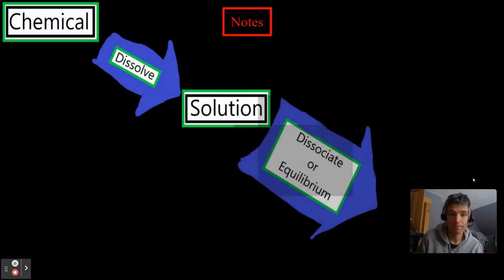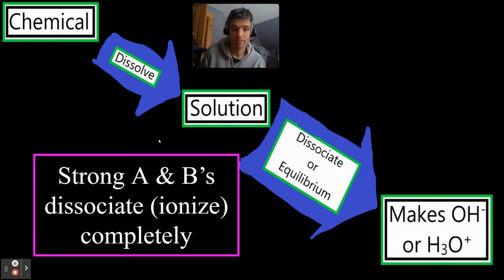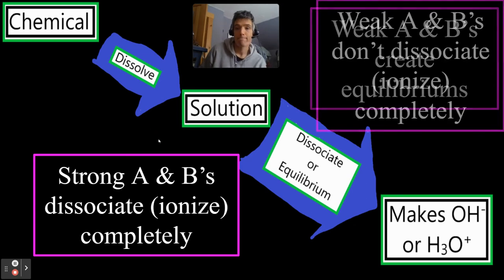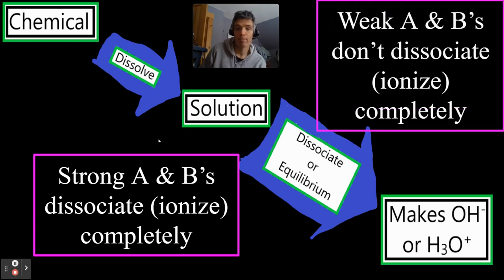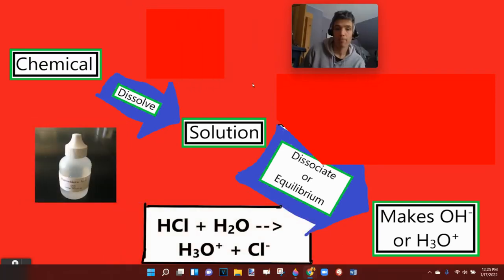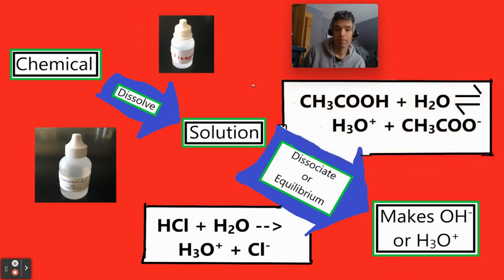So here we go. Now you'll notice here that HCl commits. This arrow means it's going one way, whereas here you've got the equilibrium.